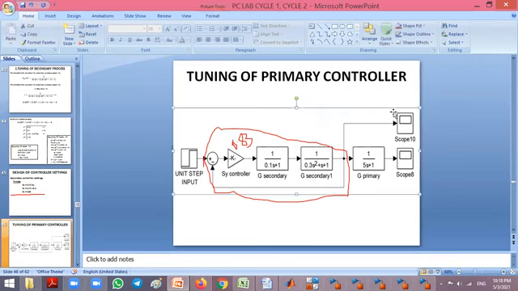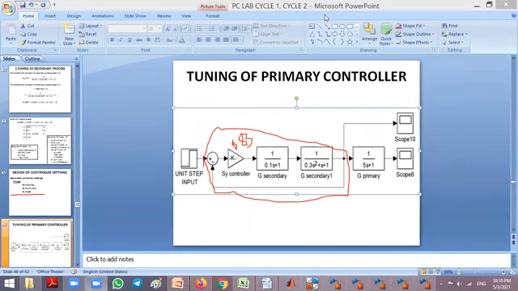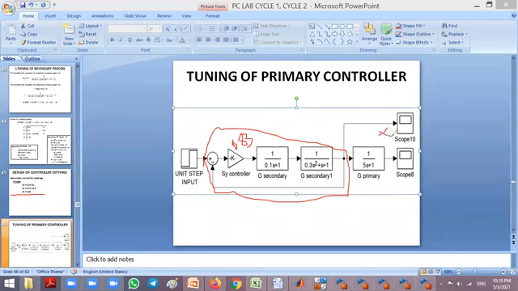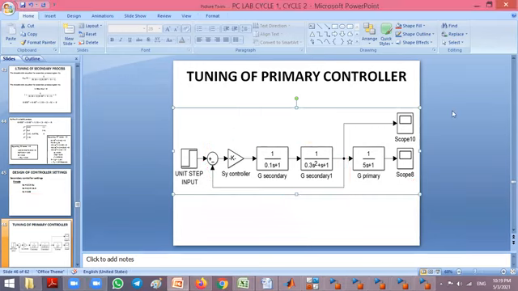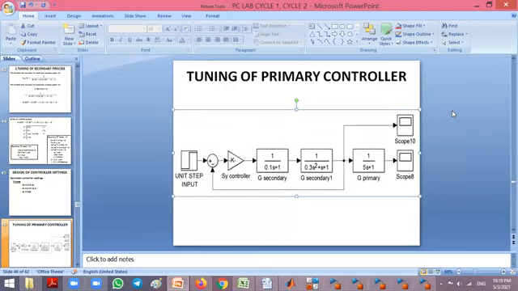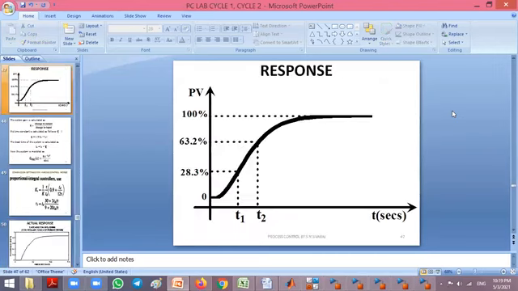This scope is not needed here. You forget about this scope, only this scope is needed. Here a scope is connected and you are going to find an S-shape curve. So a unit step response is needed. For that I'm putting a unit step input. Clear, right? So what will I get? I will get an S-shape curve like this.